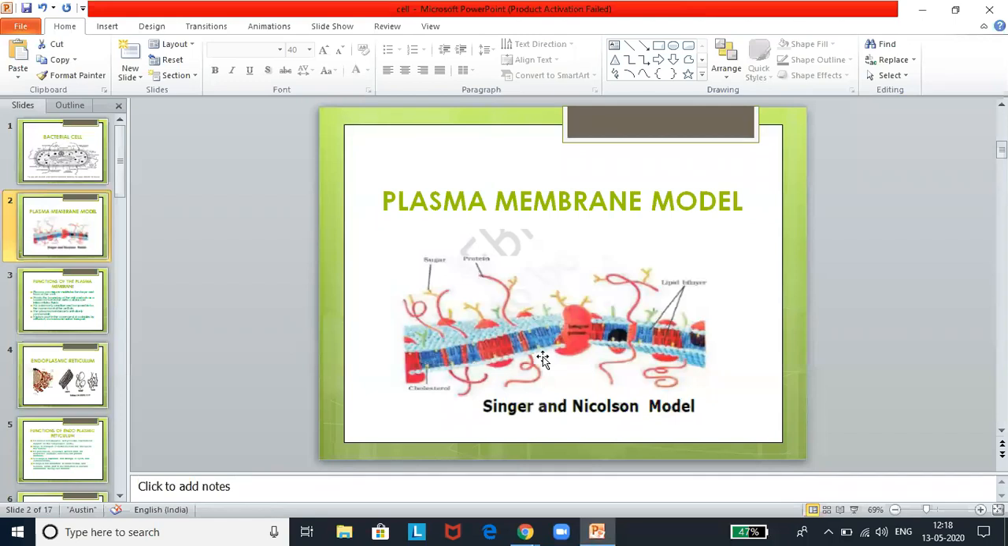If you look at proteins, two types are seen: extrinsic proteins and intrinsic proteins. Extrinsic proteins can be easily extracted from the plasma membrane, and intrinsic proteins are found deeper inside and cannot be extracted easily. Carbohydrates are attached either to lipids to form glycolipids or to proteins to form glycoproteins.